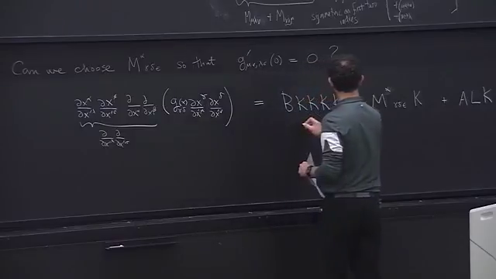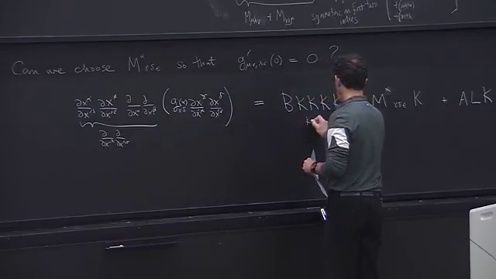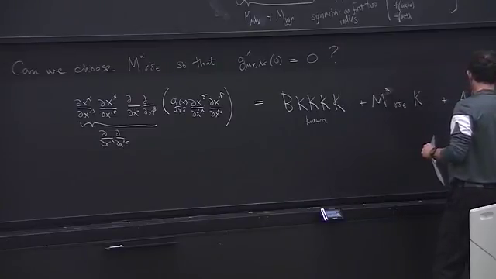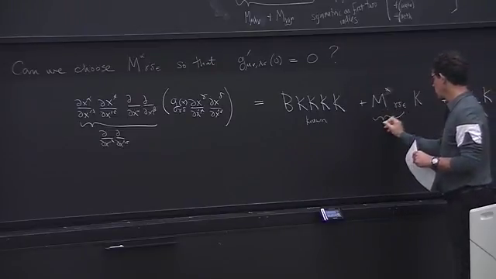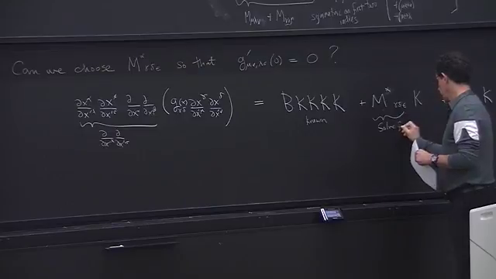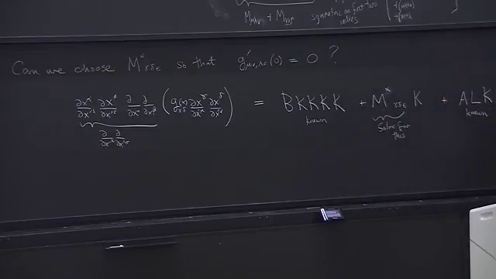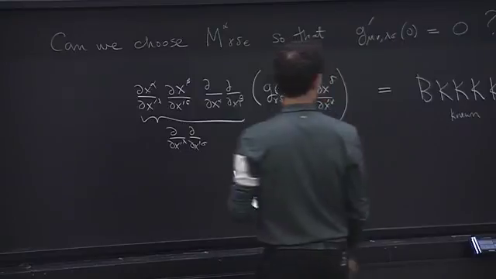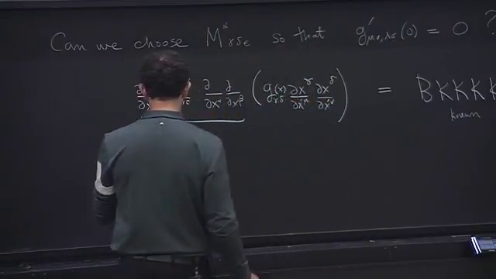Everything you know. So this is known. This is known. And we want to solve for this, by setting this whole expression equal to 0, question mark. So how many parameters do we have in this matrix M?